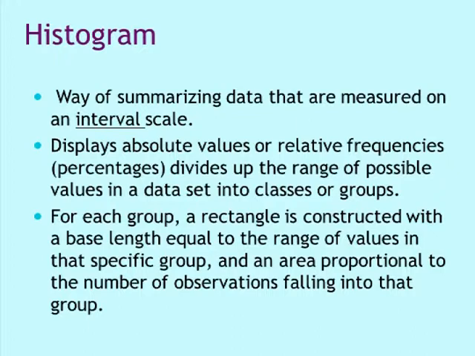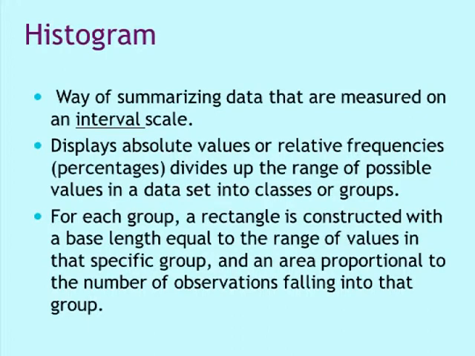For each group, a rectangle is constructed with the base length equal to the range of values in that specific group. Generally, we will take equal ranges. So if you look at the base of the histogram, the width of the particular rectangle, or the base length, is equal for all the rectangles. And vertically, the area will be proportional to the number of observations or the frequencies.